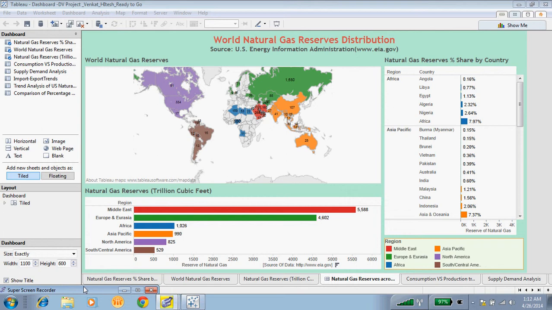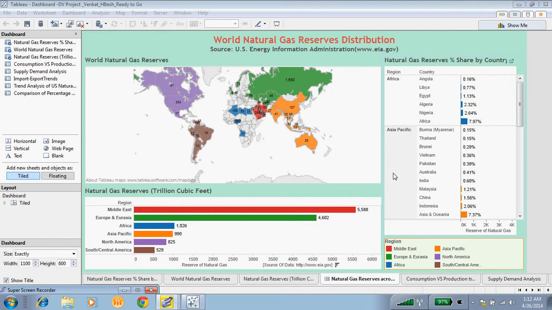So the first dashboard has three different visualizations where the first one shows the natural gas reserves, and we have used the map option here from Tableau, and here a bar chart is showing the gas reserves for each region, and this particular visualization shows the percentage of reserves shared by country within each region.